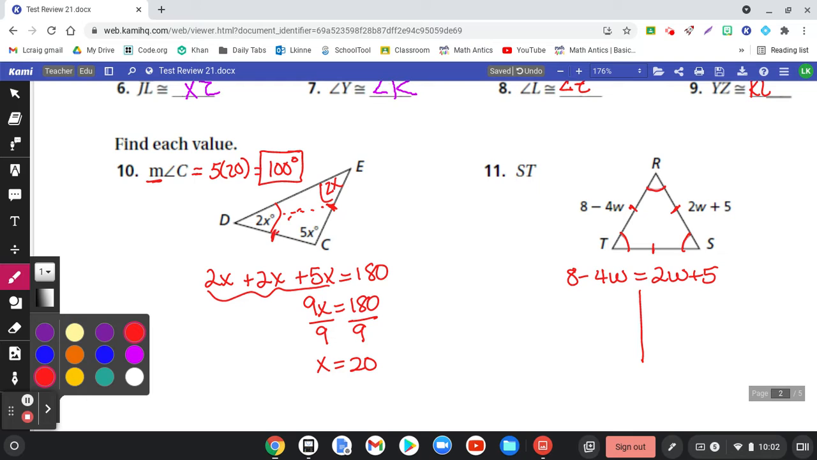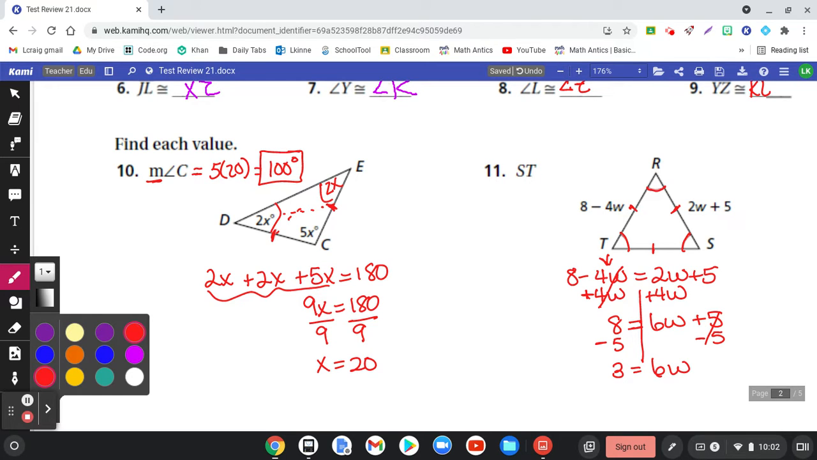All right, now you could subtract 2w from both sides. But since this 4 is negative, if I add 4w to both sides, we won't have to deal with any negatives anymore. So we're left with 8 equals 6w plus 5. Now, if you don't like the 8 being on the left side, you can always move it to the right. But either way, we're going to subtract 5 to get w by itself. So we have 3 equals 6w.